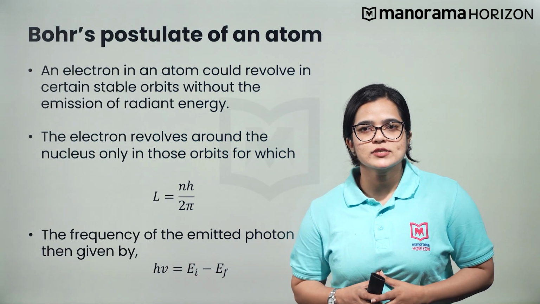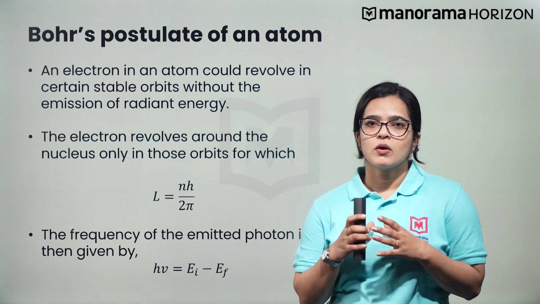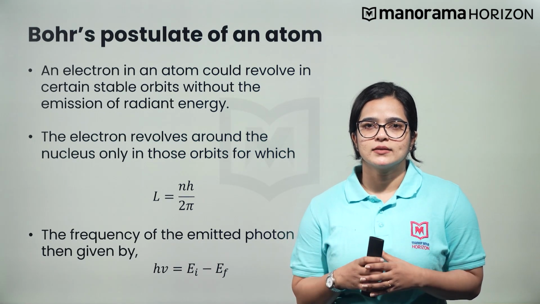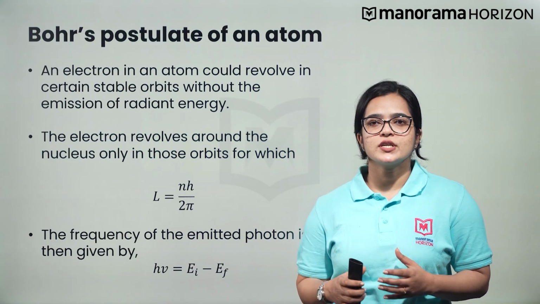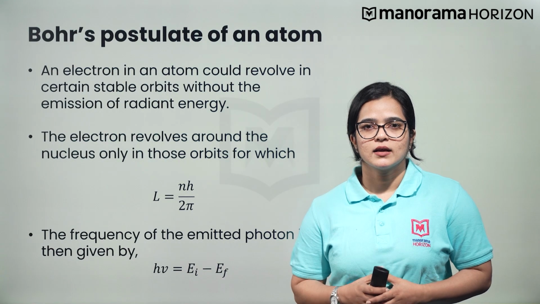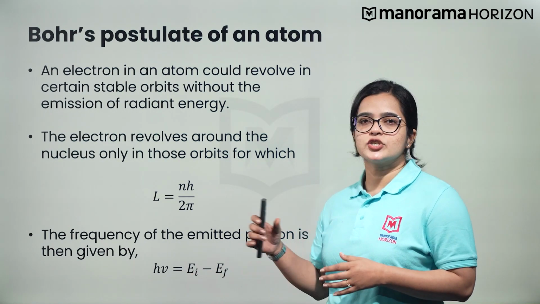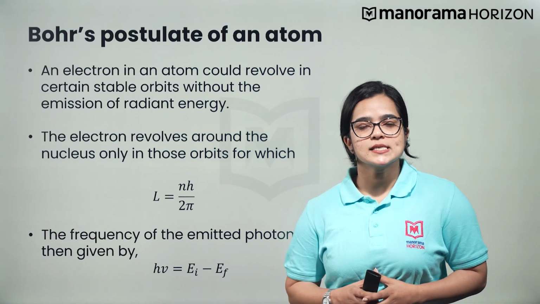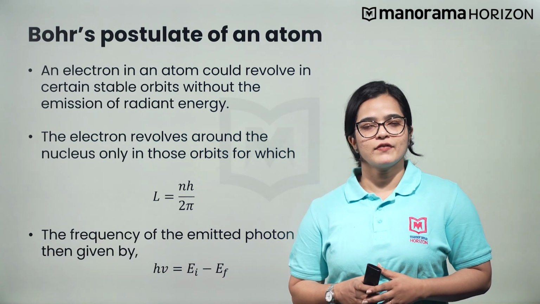Bohr's third postulate states that when an electron makes a transition from one energy level to another, a photon is emitted whose energy is equal to the energy difference between the initial and final state. The frequency of the emitted photon is given by the relation h nu is equal to Ei minus Ef, where Ei and Ef are the energies of the initial and final states.